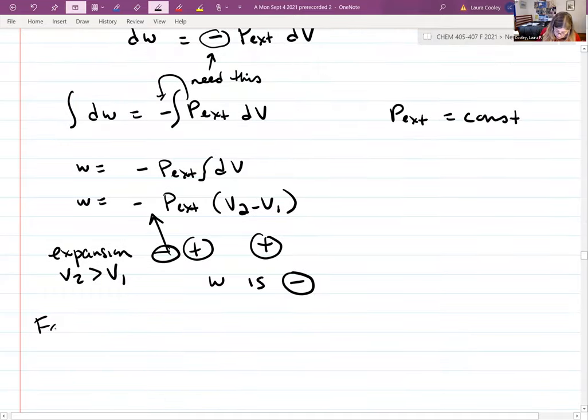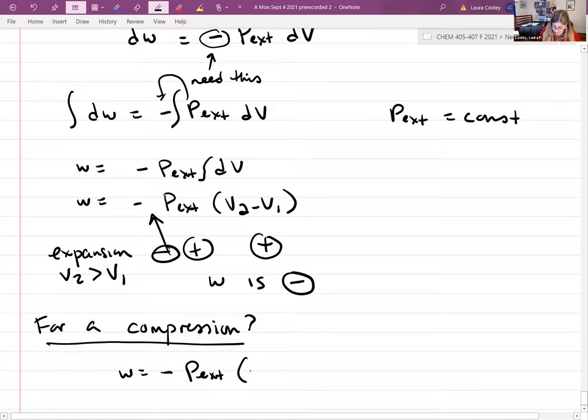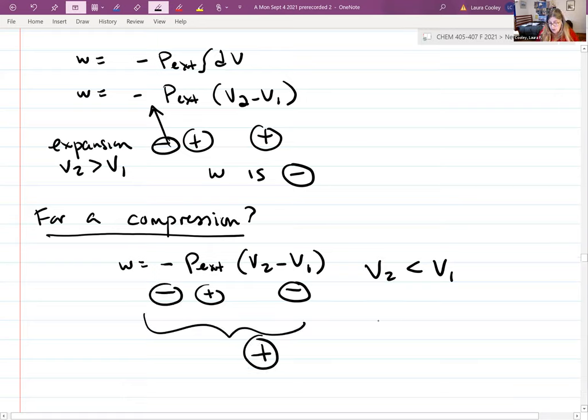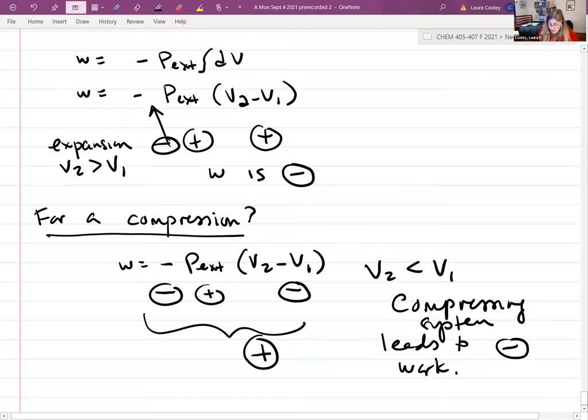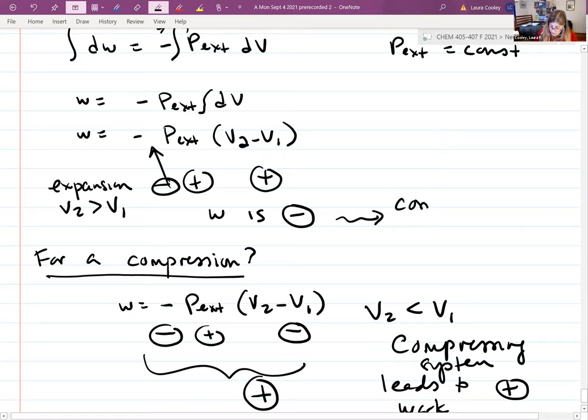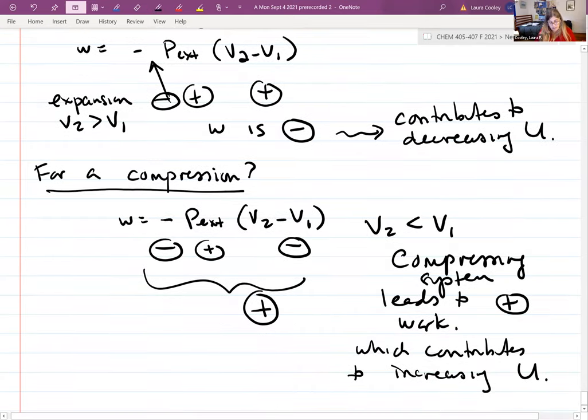And for a compression, work is minus P external, same thing, it'll end up being V2 minus V1, except V2 is less than V1. So this will be negative, and with the minus sign, the whole thing will be positive. So compressing leads to a positive work, which contributes to increasing the internal energy. Expanding, W is negative, and this contributes to decreasing the internal energy of the system. Okay. All right.